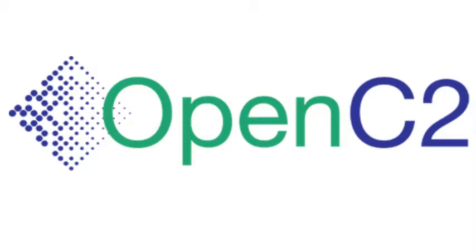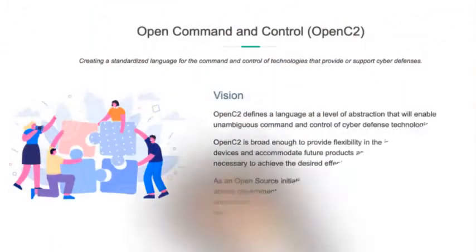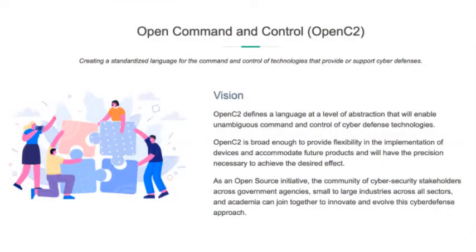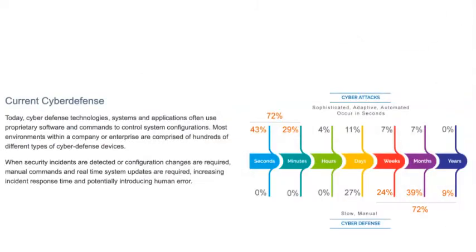The Open Command and Control language is a standardized language for the command and control, or C2, of cybersecurity. By providing a common language for machine-to-machine communication, OpenC2 is vendor and application agnostic, enabling interoperability across a range of cybersecurity tools and applications. The use of standardized interfaces and protocols enables interoperability of different tools, regardless of the vendor that developed them, the language they're written in, or the function they're designed to fulfill. OpenC2 is being standardized in OASIS, which you'll hear more about later.